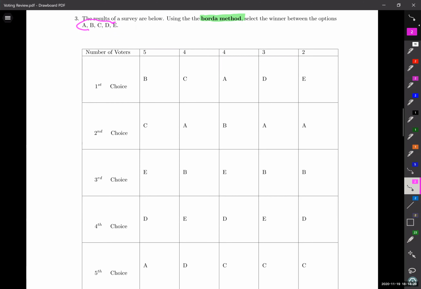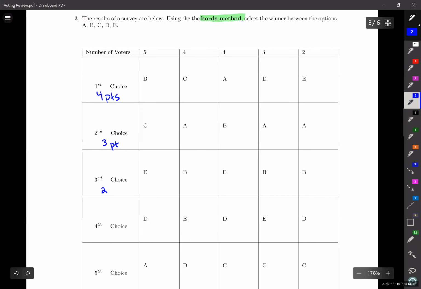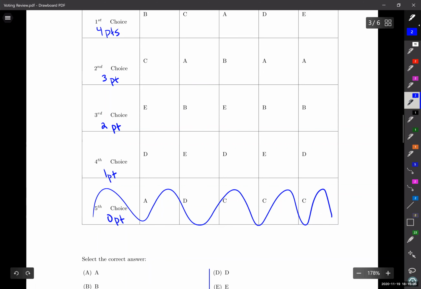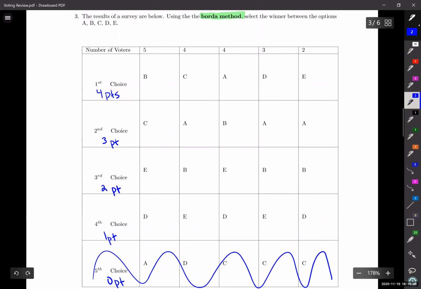So there are 5 options. The first place vote gets 1 less than the number of options, always. So the first place vote gets 4 points per vote. Once you figure out the first place vote, everybody just gets 1 less. You can check your work: when you get to the last place vote, you should be left with 0 points. That makes sense, because putting something in last place does not mean they want that. It just means somebody had to go in the last position.